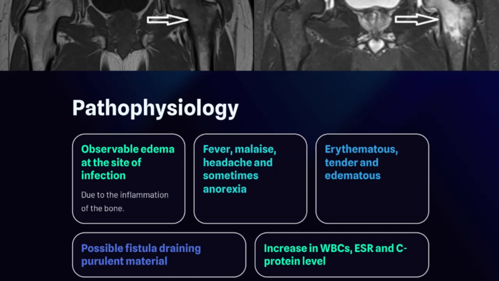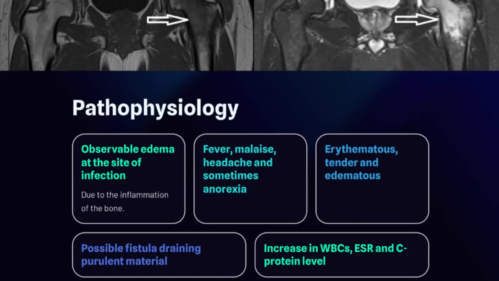As the inflammatory cascade unfolds, patients may present with a constellation of systemic symptoms, including fever, malaise, headache, and sometimes anorexia. These manifestations underscore the body's systemic response to the infectious insult, signaling the activation of innate immune defenses. Clinically, affected areas may appear erythematous, tender, and edematous, reflecting the localized inflammatory response within the bone. These characteristic findings serve as important diagnostic clues for clinicians, guiding their assessment and management strategies.